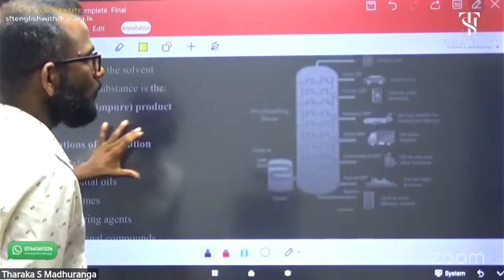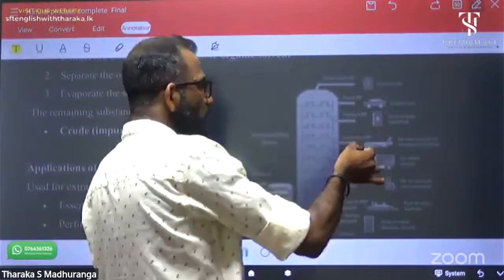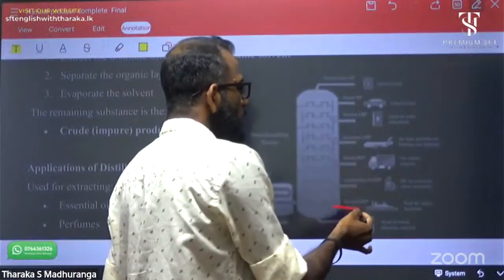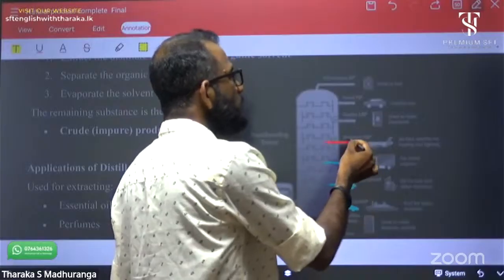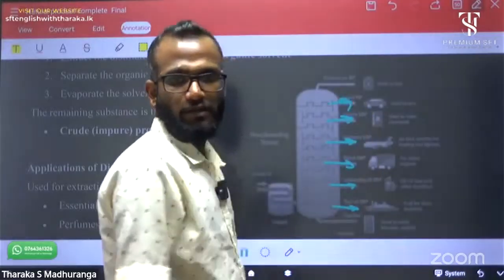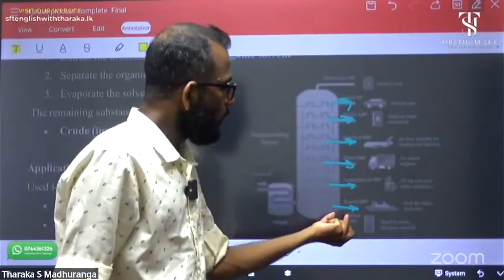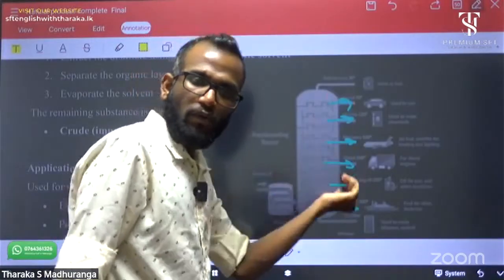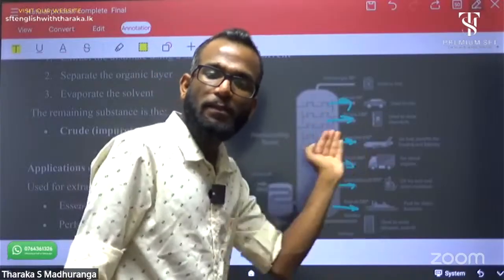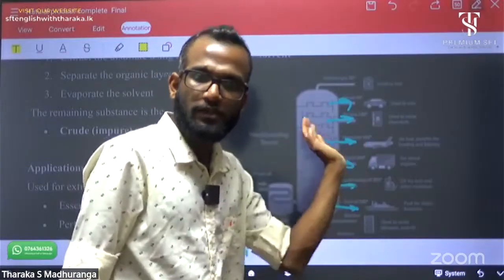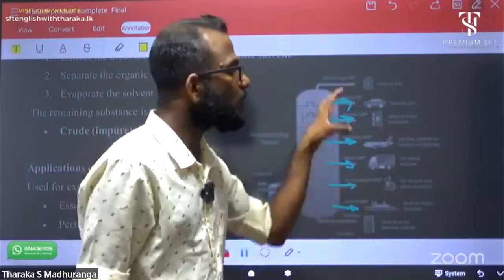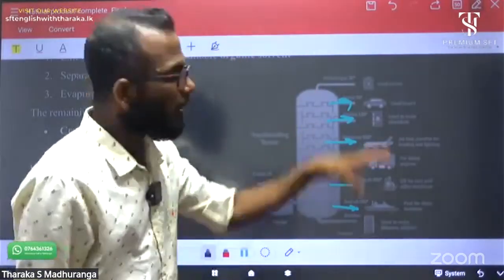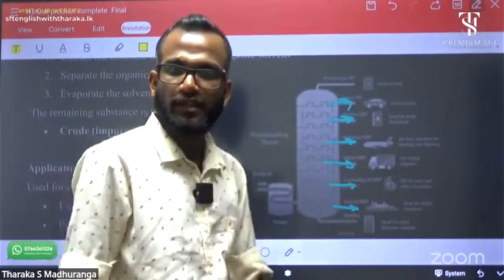Okay, this is a fractional column. In this fractional column, the heating temperature is different. Because of this temperature difference, the lower level is at high temperature and above it is low temperature. According to the boiling point, we can separate different compounds in the fractional column. Okay, that's fractional distillation.